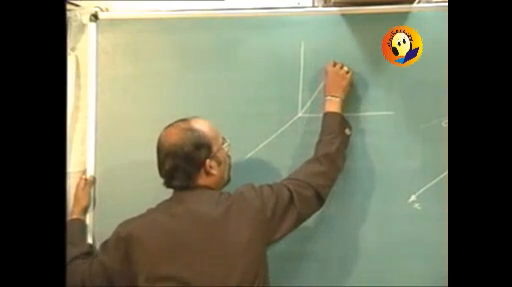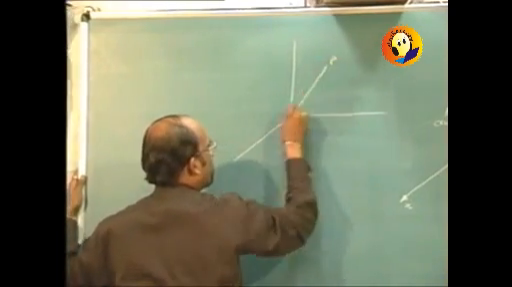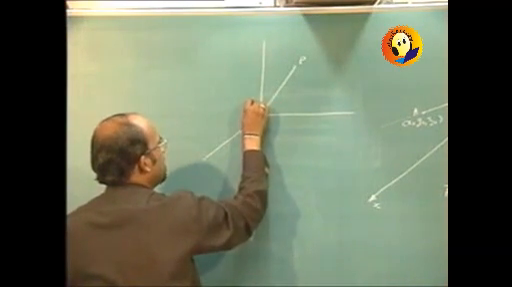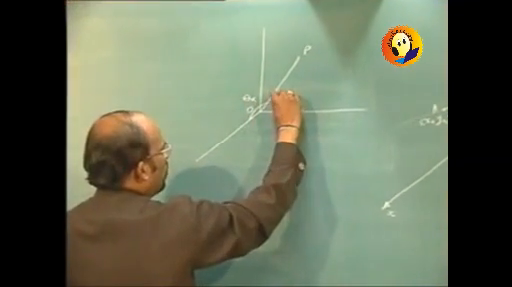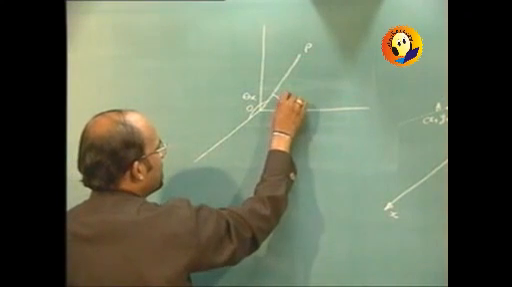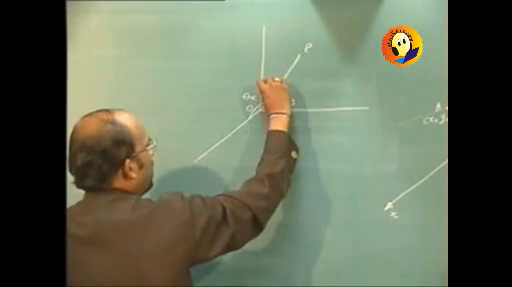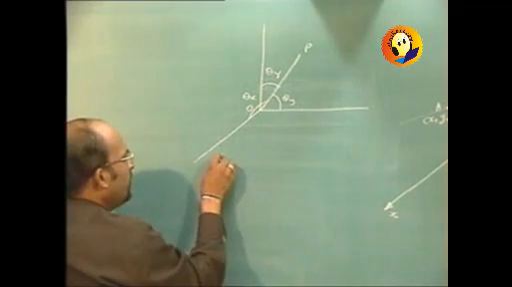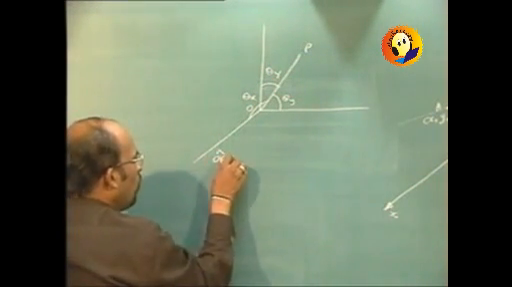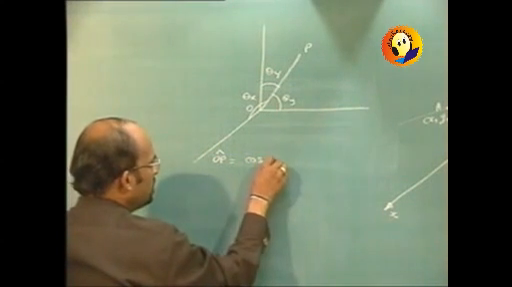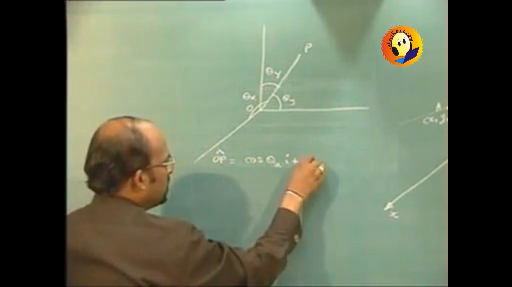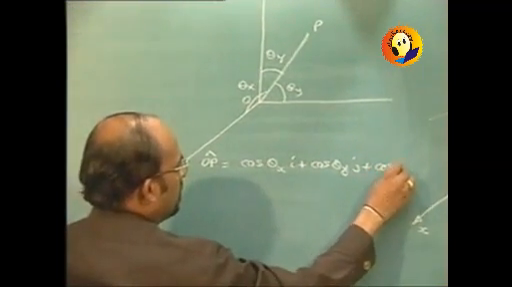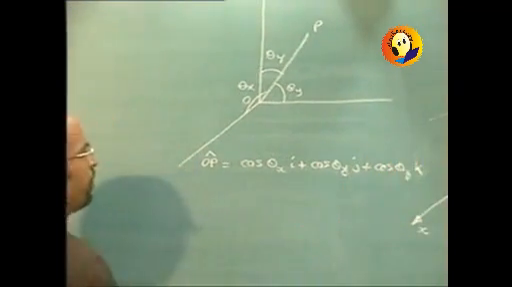So if this is OP, then this will be the angle made by OP with the x-axis, say theta x. There could be an angle made by OP with the y-axis as theta y, and the angle made by OP with the z-axis as theta z. And so the unit vector along OP can simply be written as cos theta x i plus cos theta y j plus cos theta z k.